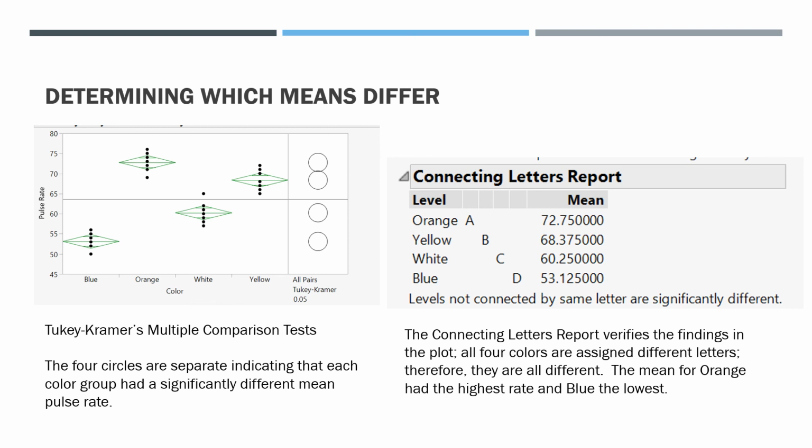You can also look at the connecting letters report. Any groups that have the same letter would not have any difference in their means. Each one of these colors had a different letter associated with it, so all four groups are different. Then you can look at their average pulse rates under the mean column. Again, we see orange is the highest and blue is the lowest.